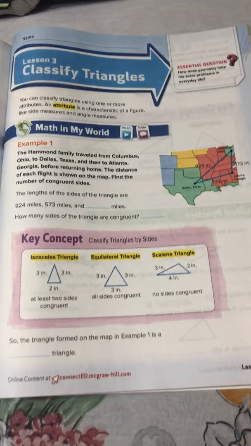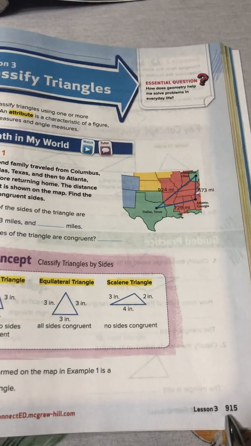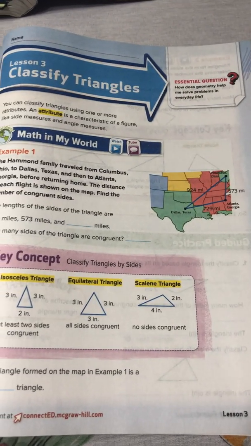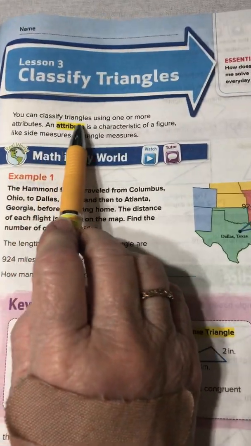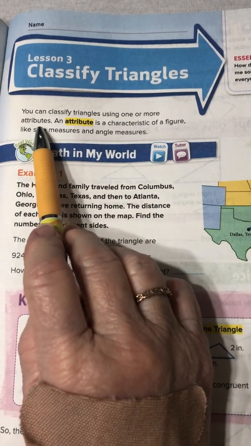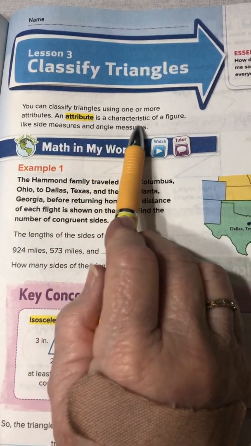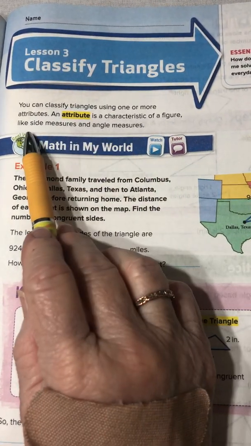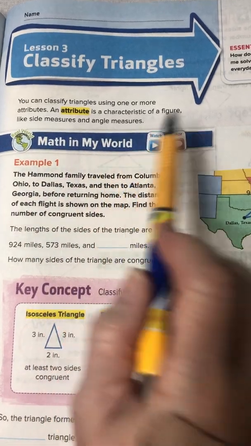Okay, now turn in your books. We're going to skip and we're going to go to page 915. And let's look at 915. You can classify triangles using one or more attributes. An attribute is a characteristic of a figure, like side measures and angle measures.